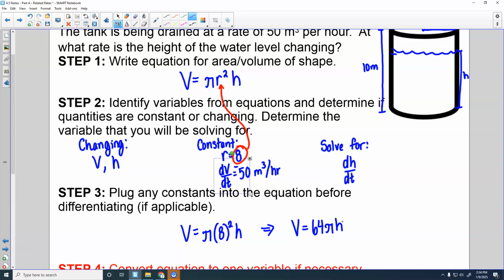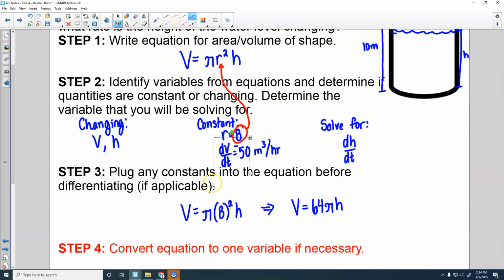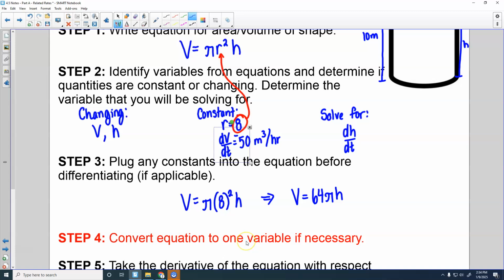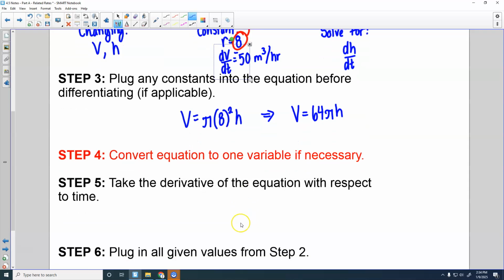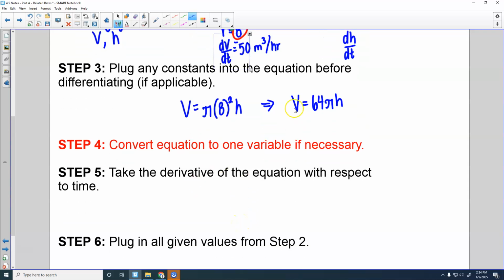Now, if I still had r in the equation, I might need to do a step 4 where I got it down to like 2 variables, but my equation now only has a v and an h, so unlikely that I'll need to change that. So I'm going to take the derivative. So derivative of v is dv/dt. And then what's the derivative of 64 pi times h? 64 pi. And we got to put a dh/dt with it.